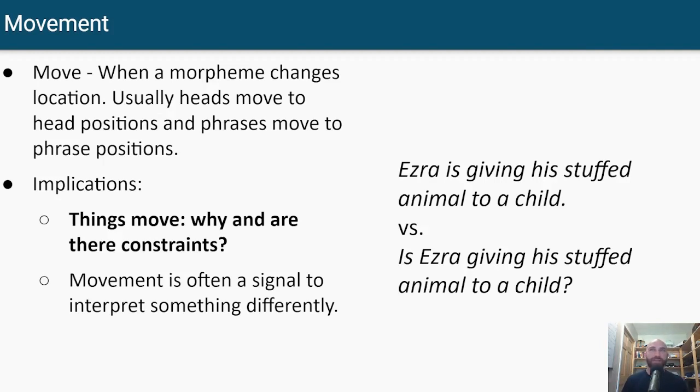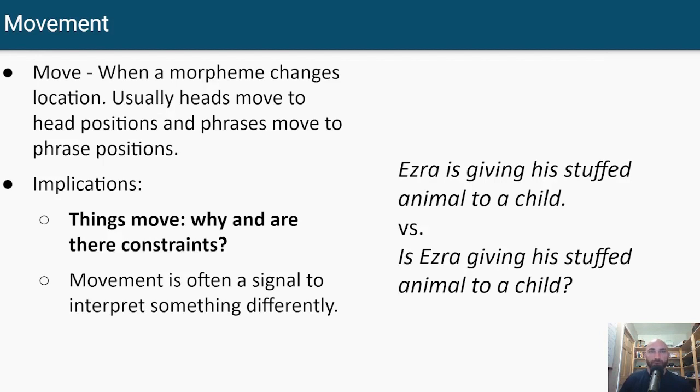So an example of this is Ezra is giving his stuffed animal to a child. So again, Ezra is giving his stuffed animal to a child. We can move the auxiliary verb, is, to the first part in the sentence: is Ezra giving his stuffed animal to a child? And all of a sudden, we interpret this as a question. The obvious question is why? Why do we move the verb to the front of the sentence to make a question, right? And we do this intuitively.